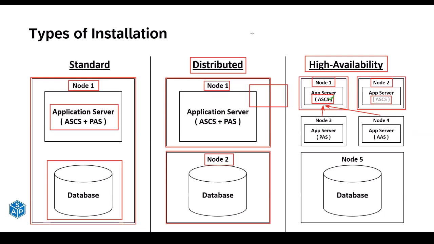But what happens if this ASCS instance goes down? For example, my ASCS instance service goes down. As soon as this ASCS instance goes down, the cluster will bring up your service on the secondary node. On the secondary node, it will bring up the ASCS instance, and then the servers which were previously connecting to the first ASCS instance will now connect to the running ASCS instance. Do you get this?